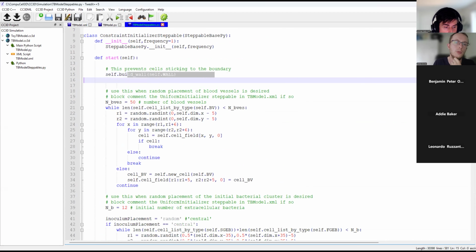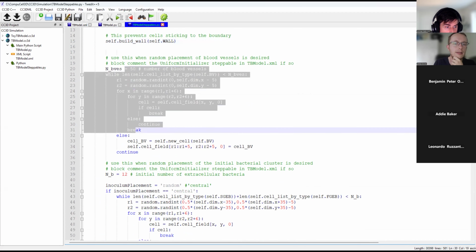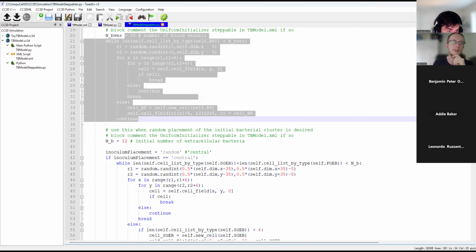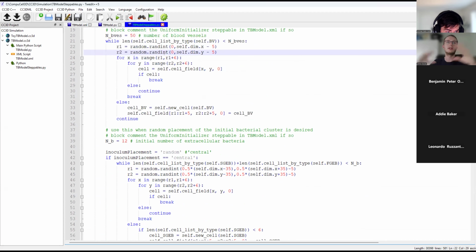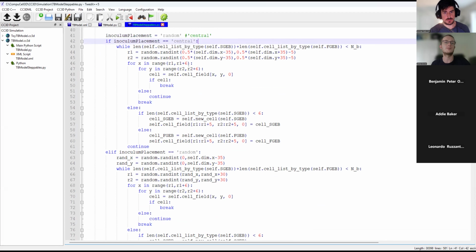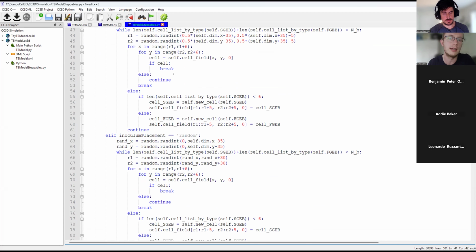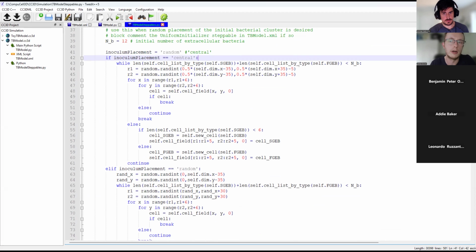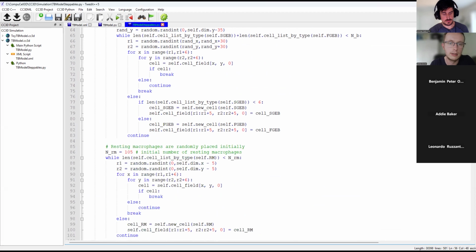Initially we build the wall to enforce the no flux. This while loop sets up all the blood vessels so that they're randomly located within the domain. Pick random coordinates and then build out a 5x5 blood vessel from there. And if you encounter a cell, then that's not going to be a suitable spot. Similarly with the bacteria, you can either have them set up centrally or randomly based on this parameter here, and then again search the space, and if there's a free enough space, then build up a 5x5 cell for the bacteria initially, and then keep going until you have enough bacteria in total.